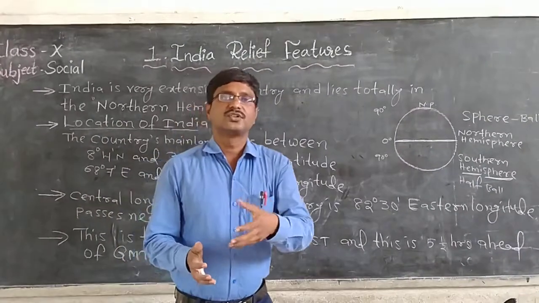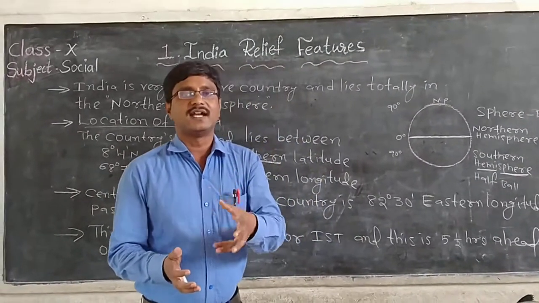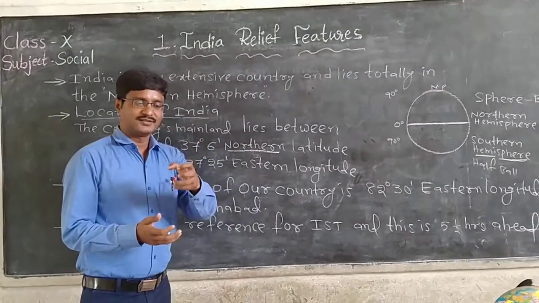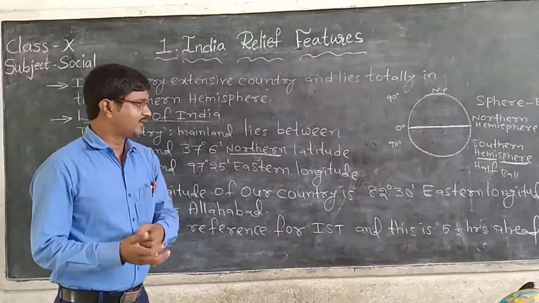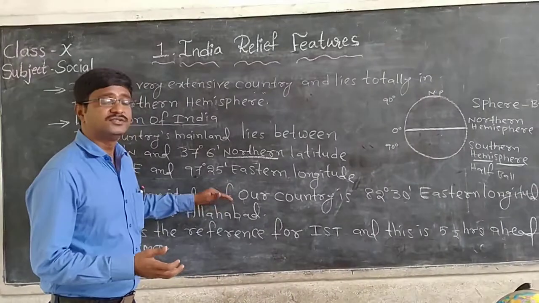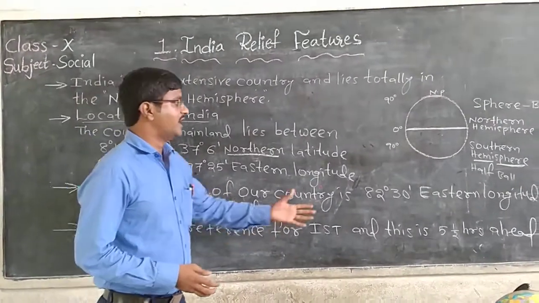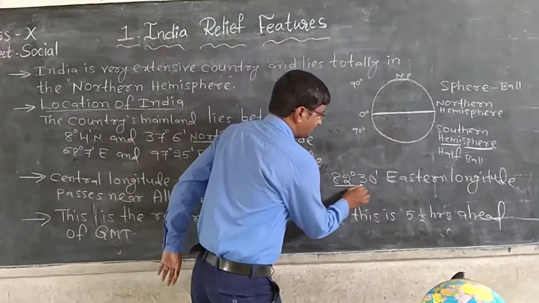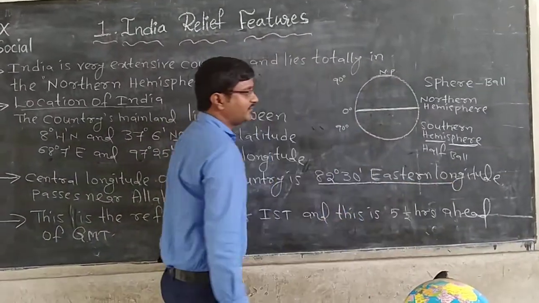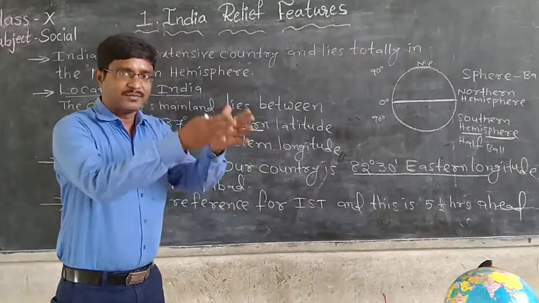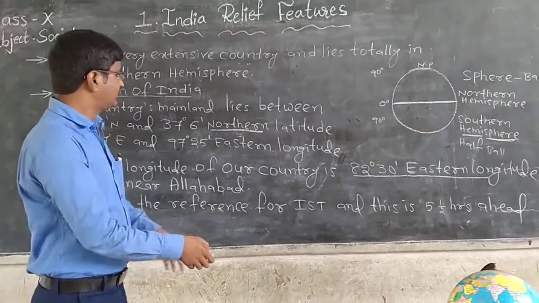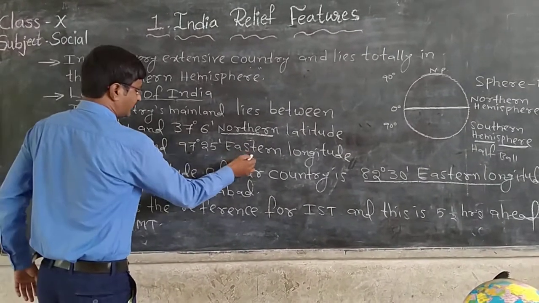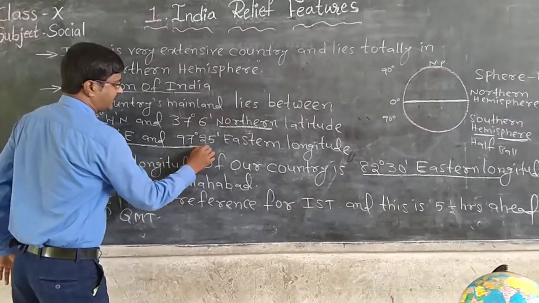It is also called Indian Standard Time. So, what is the standard time? What is the Indian Standard Time? Which longitude is known as central longitude? 82.5 degrees eastern longitude. See, is this 82.5 degrees eastern longitude passing through our country? What are the eastern longitudes in our country?